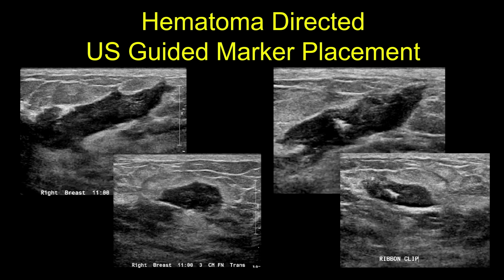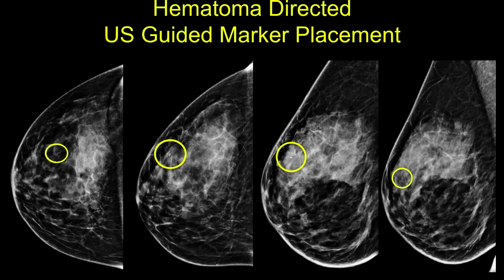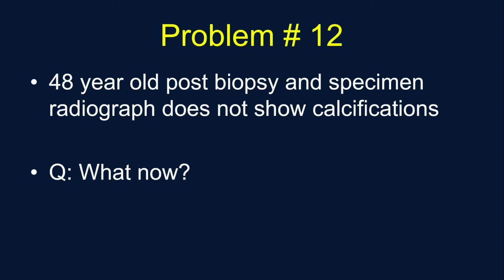I think most of us would take them to ultrasound, find the hematoma, which is going to be centered over where you took the tissue, and put the clip in under ultrasound. And then you can repeat the mammogram, and in this case, you can see how very clearly the clip is now close enough to where the original target was.